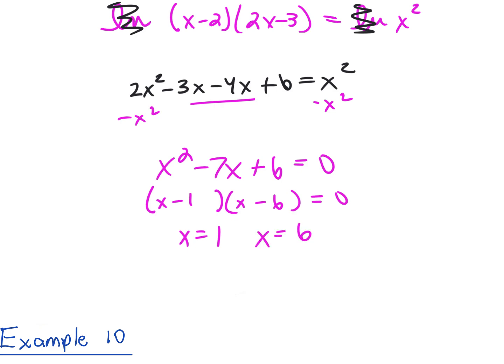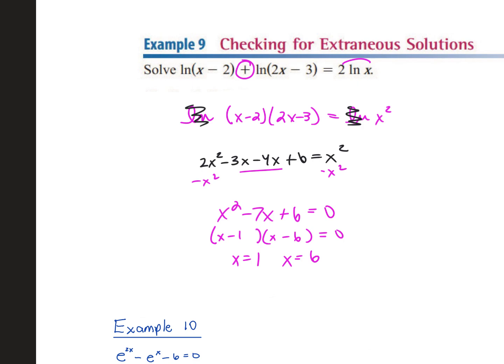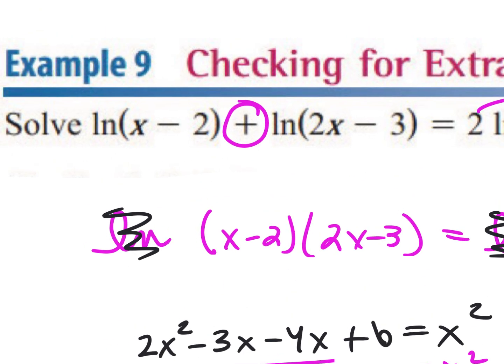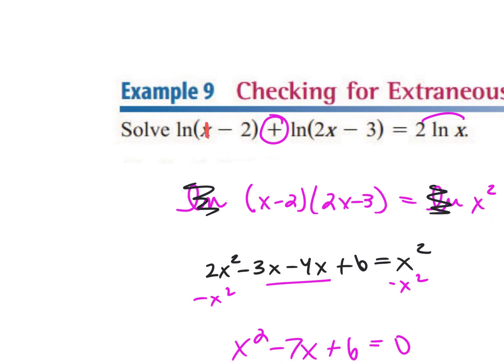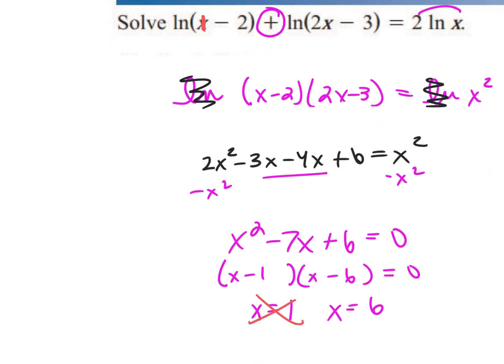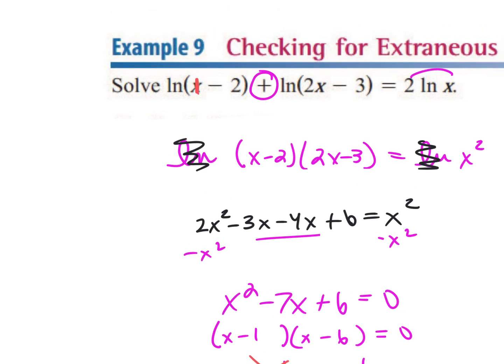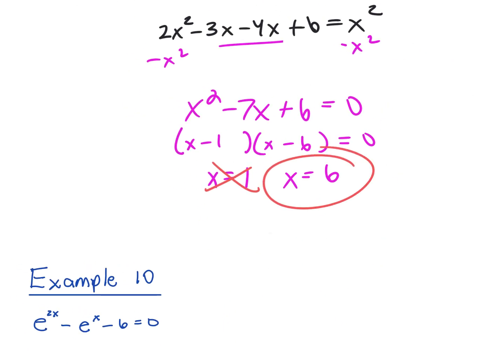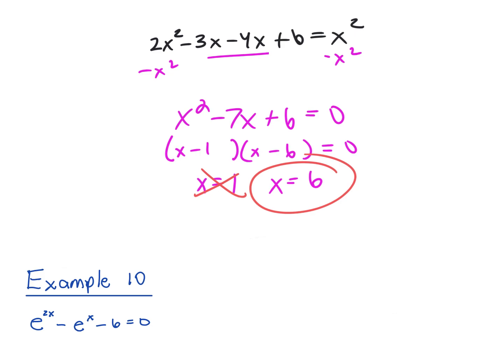So you got 2 answers here, but what do I have to check? I have to make sure that the natural log in the original problem does not become negative. So if I put 1 right here, what is 1 minus 2? -1. So is this one going to work? No. Cross it off. What about if I put 6 in here? What's 6 minus 2? Perfect, not negative. What's 2 times 6 minus 3? Not negative, right? So then this one does work. So in this case, one solution works, one doesn't. But you have to check that.